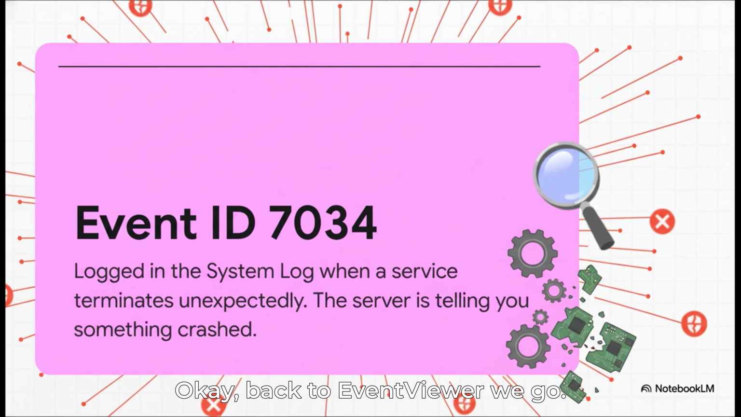Okay, back to Event Viewer we go. But this time, we're checking the system log. And the magic number we're looking for now is Event ID 7034. This is the server literally telling you, whoa, something just crashed. It didn't shut down nicely, it just fell over.